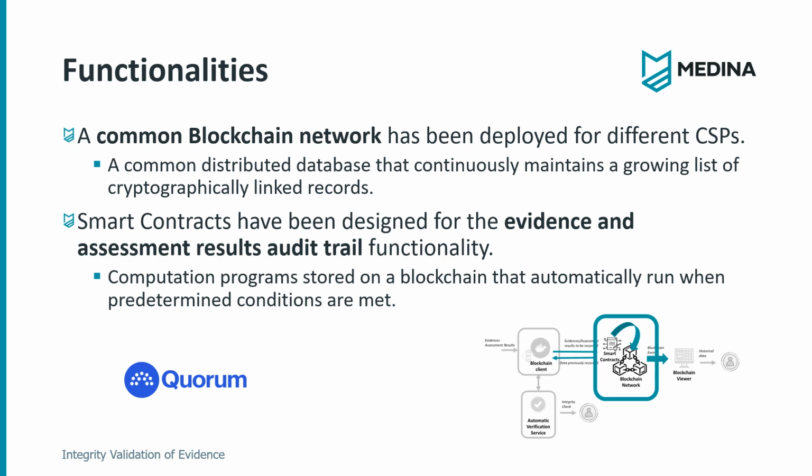A common blockchain network for different cloud service providers has been deployed in MEDINA. It maintains a secure and cryptographically linked audit trail of evidences and assessment results from different CSPs. In MEDINA, a distributed quorum network has been considered. Over this blockchain network, some smart contracts have been deployed for the evidence and assessment results audit trail storage functionality. The storage is secured because the smart contract's execution is secure and it automatically runs when predefined conditions are met.